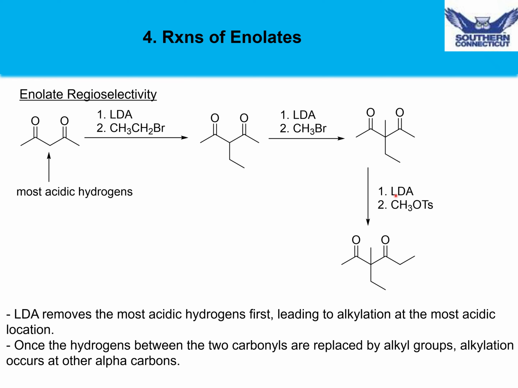If we were to add LDA and another alkylating agent, the next reaction would occur on this carbon, as we'll talk about soon. LDA prefers to go after the least substituted carbon when you have a compound like this, so the alkylation would occur there. If we add LDA again, we're going to be dealing with a symmetrical compound at that point, assuming we added a methyl group on this side. So the alkylation would occur equally on the left side or the right side.